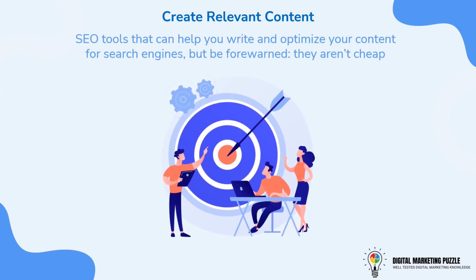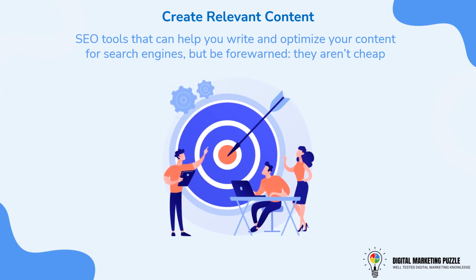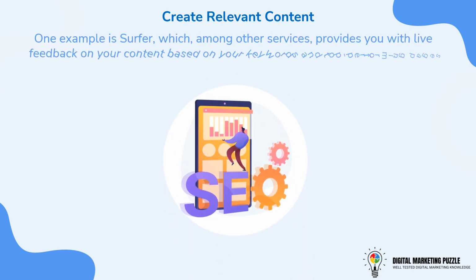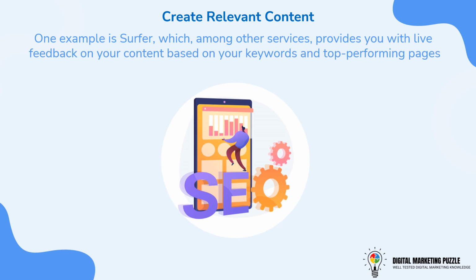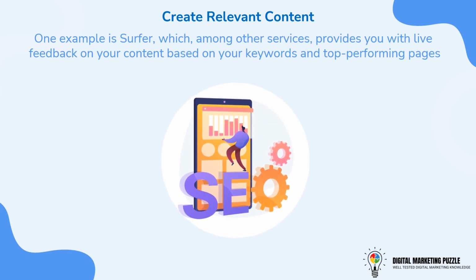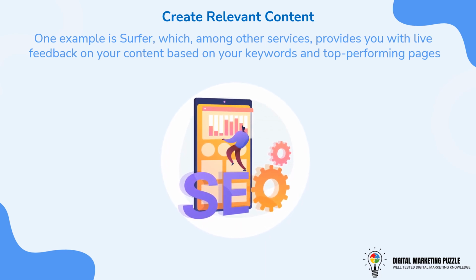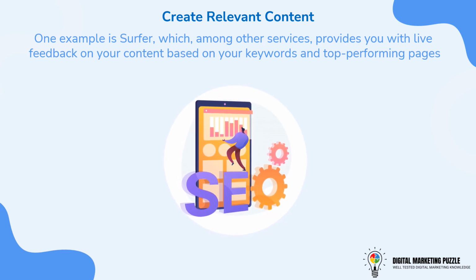There are also SEO tools that can help you write and optimize your content for search engines, but be forewarned, they aren't cheap. One example is Surfer, which, among other services, provides you with live feedback on your content based on your keywords and top-performing pages. It also provides optimized AI-generated content that you can adapt to match your brand, tone, and voice. If you are time-strapped or feel like you don't have the skills to create content, let alone optimized content, tools like this might be worth the investment.